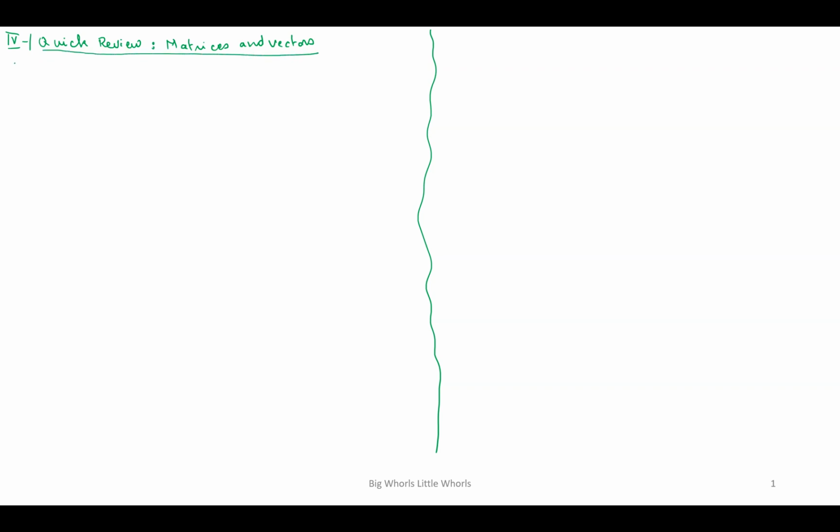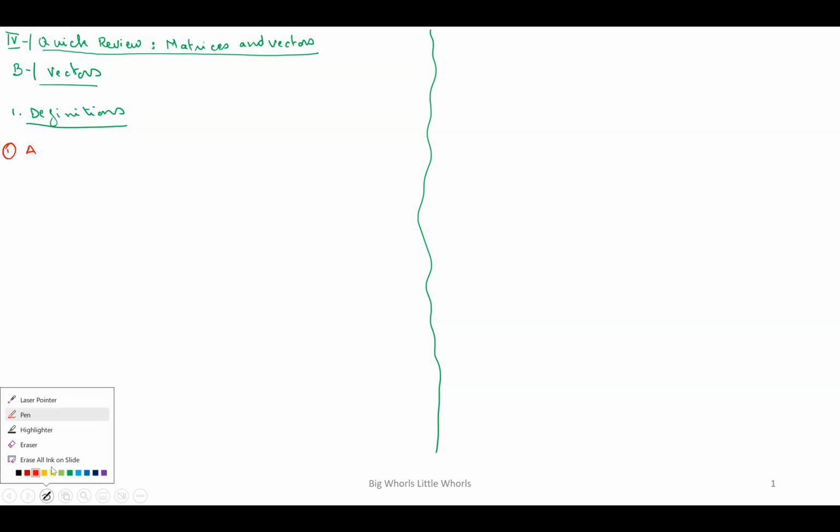Okay, so part A was about matrices. This section B is going to be about vectors. Okay, and so let's do some definitions. The first one says a column vector. Let's define some important concepts.